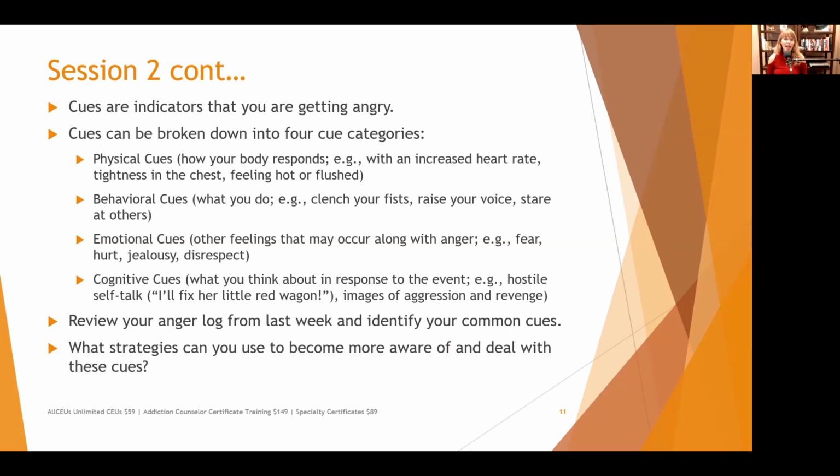Have people review their anger log from the prior week and identify common cues. When that happened, how did I feel physically? What did I do behaviorally? How did I feel emotionally? And what was I thinking? Discuss with them strategies that they can use to become more aware of and deal with their cues. How can they notice when they're starting to get irritated and do something about it before it becomes full-fledged anger?